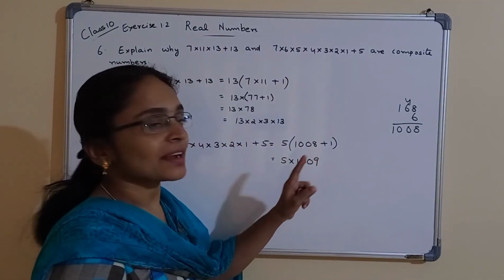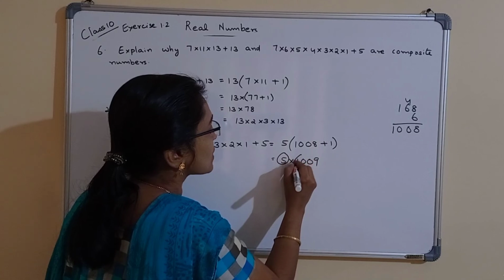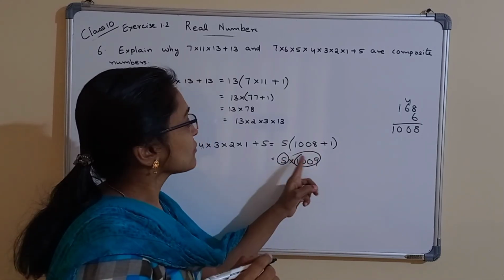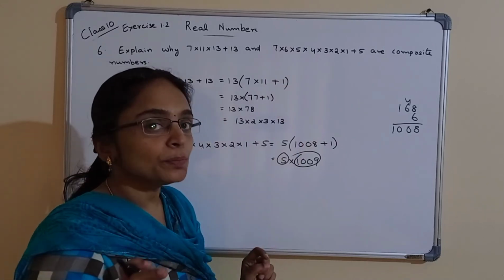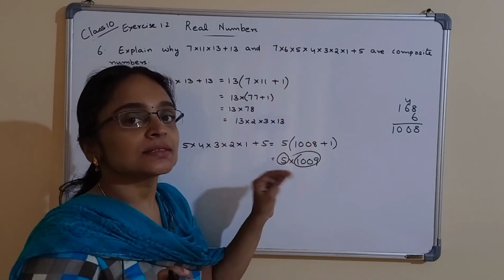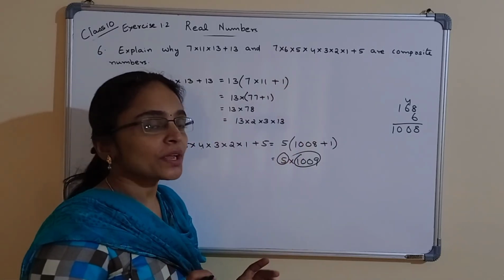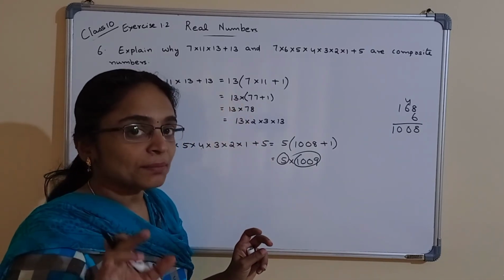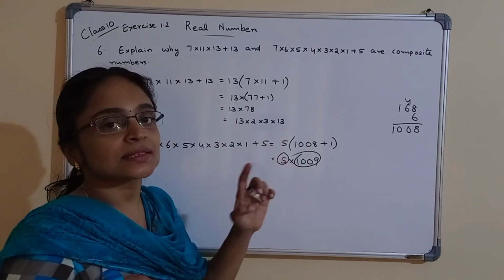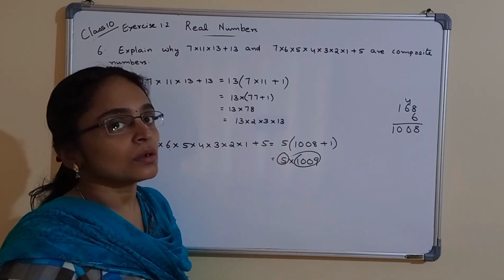1009 is a prime factor. So this 5 and 1009 are the prime factors of this, which means this is having more than 2 prime factors, and that means this is a composite number. Okay, so we can say these two numbers are having more than one prime factor, which means this is a composite number. Okay.